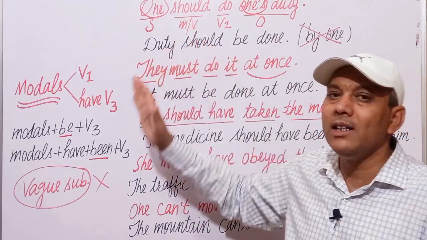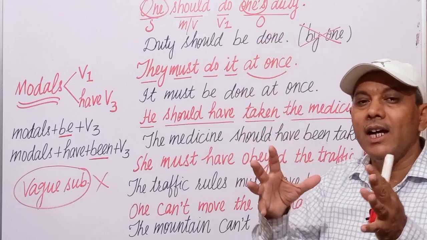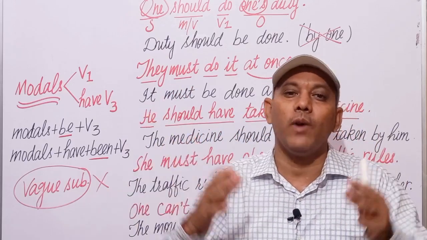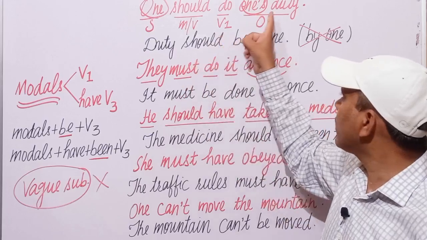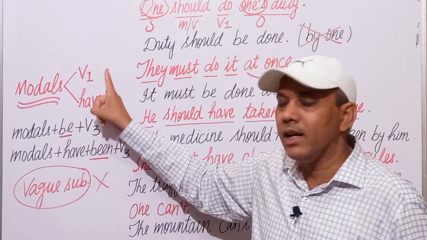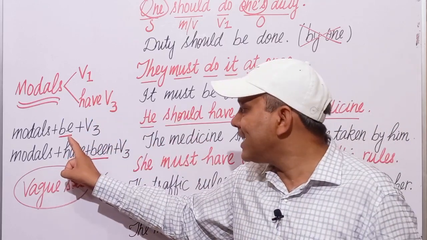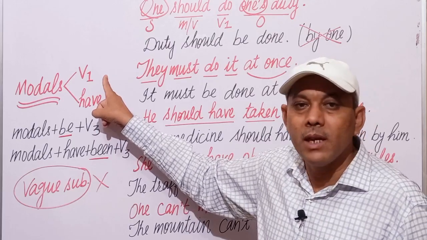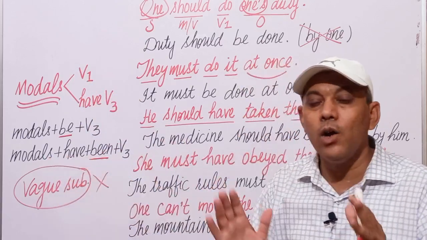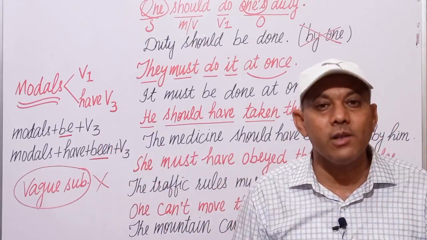We need no one in passive form, because the main thing is duty. Here, the emphasis is on duty, not one. So, we can remove one from this sentence while changing it into passive form. Duty should be done. For modals followed by V1 or have plus past participle, we shall change them to passive form by adding be: modal plus be plus past participle when V1 is there, and modal plus have been plus past participle when have plus past participle is there in the active sentence.